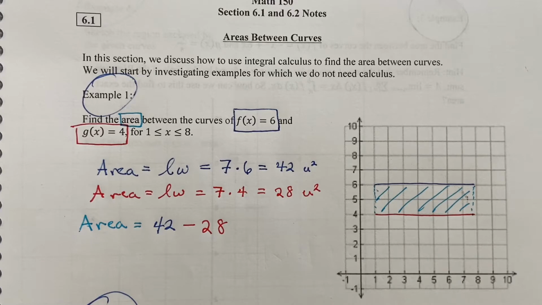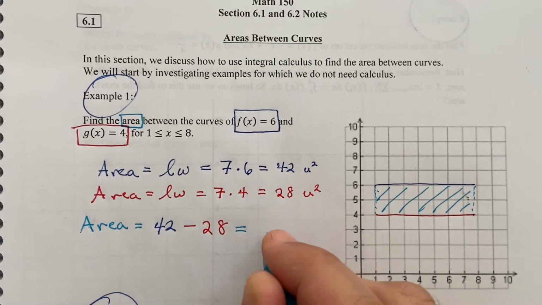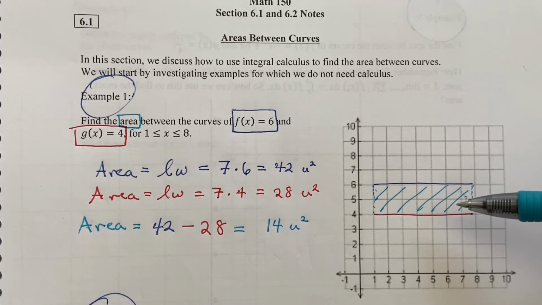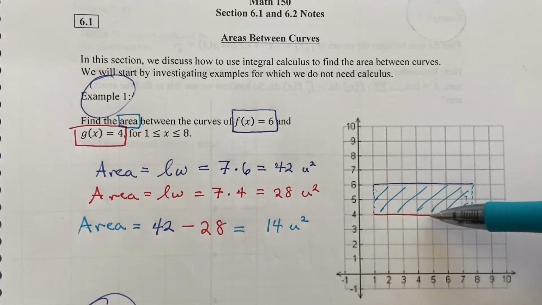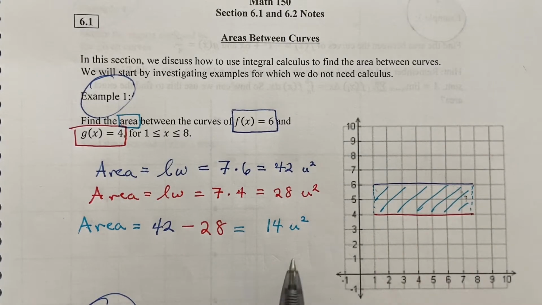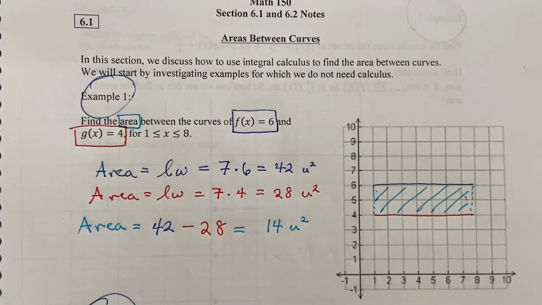That's 14 square units. You can verify that also by looking at the literal area of that rectangle. It's a length of 7, it's a height of 2, it goes from 4 to 6. So 7 times 2 is another way of producing that 14.